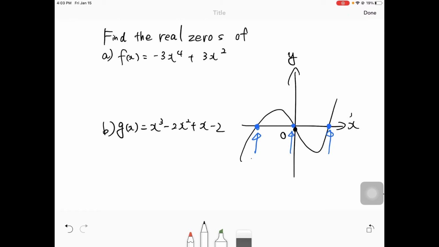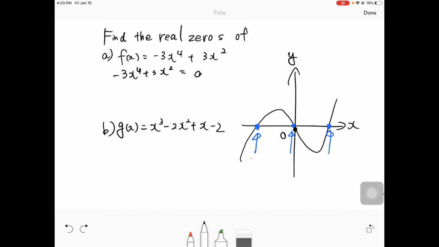So in the case of number A, you can plug in 0 into f of x. It's going to be like this. So you have to find the x value that makes this equation true. On the right side it's 0, so you have to make the left side 0 too. How can you do that?